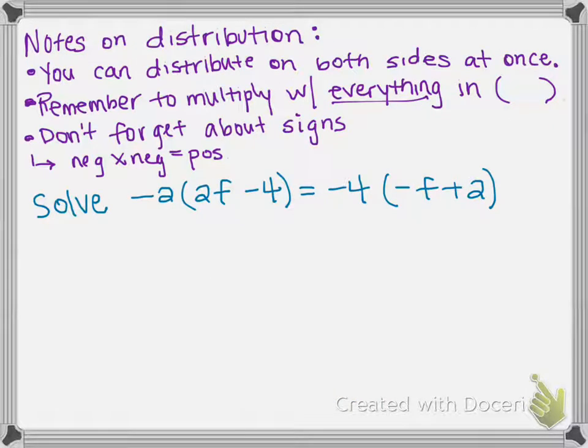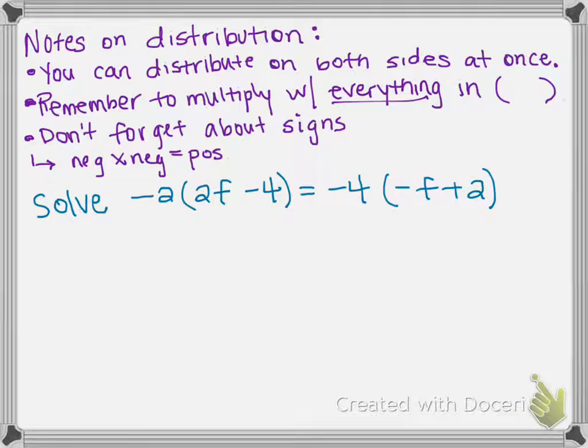So maybe it was a long summer for you and you don't really remember much about distribution. Here are a few notes. You can distribute on both sides of the equal sign at once, so that's something we're going to have to do in the next problem. Notice that there's a 2 in front of parentheses as well as that 4 in front of parentheses. You have to multiply with everything that's in those parentheses. A lot of times we only multiply with the first thing and forget to multiply with the second or maybe even third or fourth things in those parentheses.